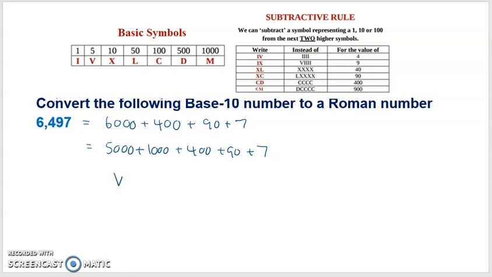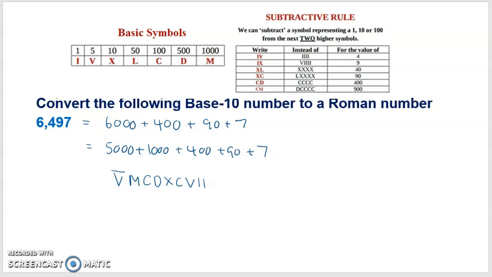5,000 is V with a bar over it. 1,000 is M. 400 is one of our subtraction combinations, CD. 90 is another subtraction combination, XC. And 7 would be 5 and 2 ones. So 6,497 in Roman numerals is V with a bar, M, CD, XC, VII.